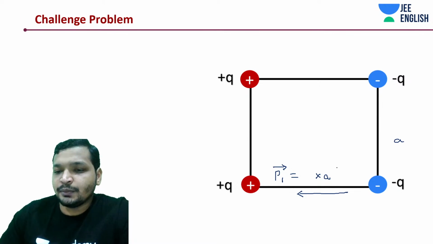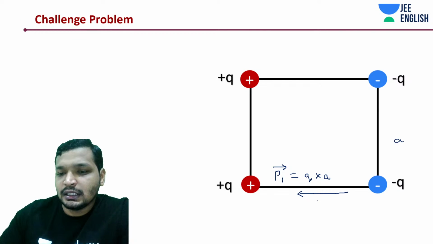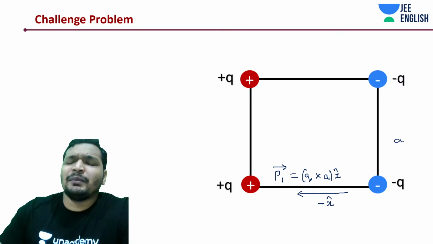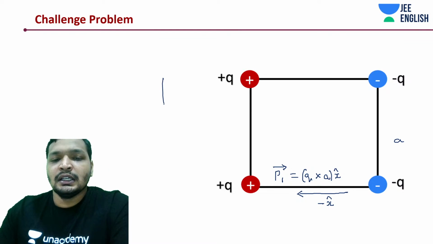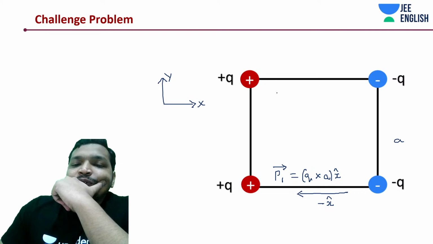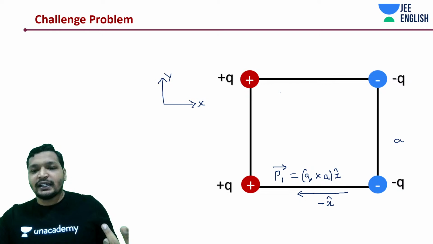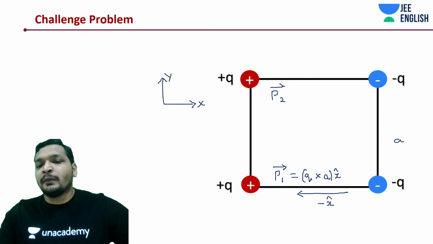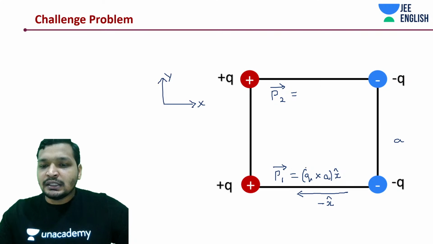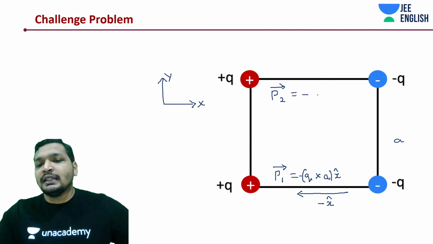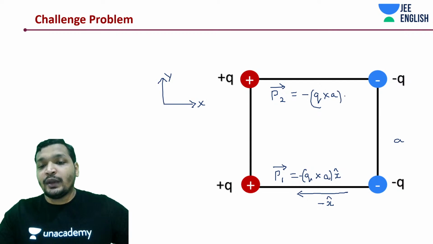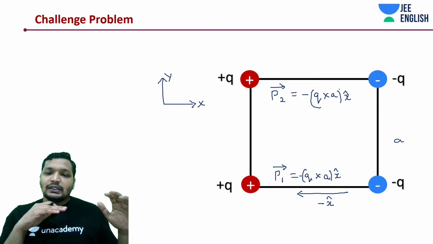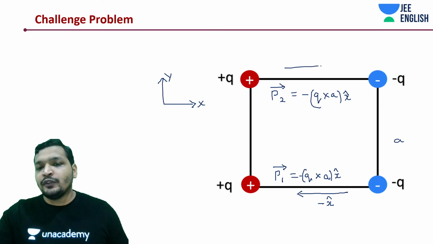Understand this point. What is the direction of dipole in this case? From negative to positive, minus x cap. q into a minus x cap, or minus i cap, however you like to call this, if I say this is the x-axis and this is the y. Now comes the next one. What is the dipole of this pair? The same as this one. If I call the dipole moment of this pair P2, this is going to be the same: q into a into minus x. Minus is coming due to this. So this dipole will also be in this direction.